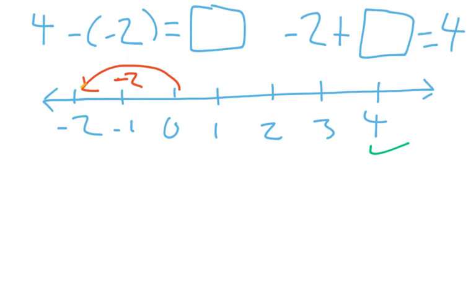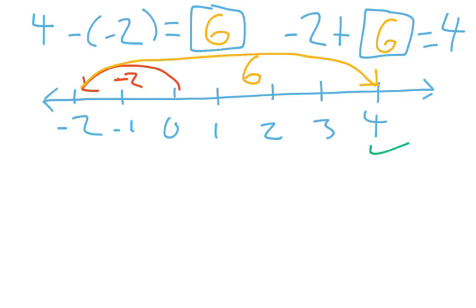It would have to go from here all the way over here. And that's 1, 2, 3, 4, 5, 6 units to the right. -2 plus 6 would equal 4. So 4 minus -2 is 6. I want you to imagine in your heads a different mathematics problem that would give you the same answer. I bet you can come up with one pretty easily.